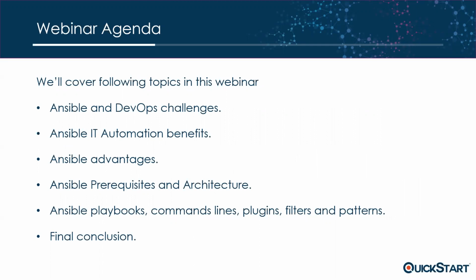So the topics that we'll be covering, as I said, are Ansible and DevOps challenges, because certainly DevOps is bigger than Ansible. Ansible is a tool, one of the main elements of DevOps. We'll be reviewing the benefits of Ansible IT automation. And at this point, we could consider that Ansible is not only the most famous tool for IT automation, it is one of the tools that provide more benefits as well.